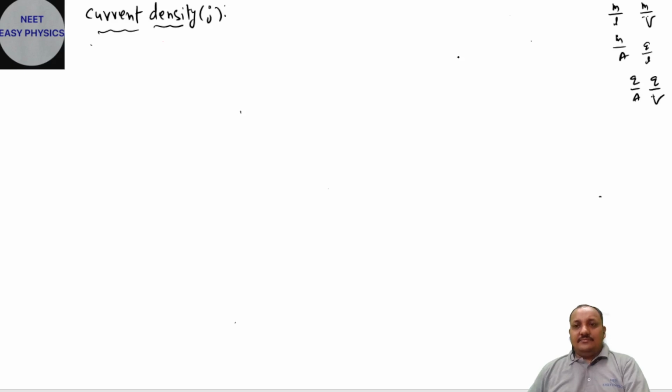In this class, we'll discuss current density, drift velocity, and the relation between current and drift velocity. So, what is current density? It is denoted by J. First, let us recall density. We have three types of densities: mass per unit length, mass per unit area, and mass per unit volume. Another set: charge per unit length, charge per unit area, and charge per unit volume.